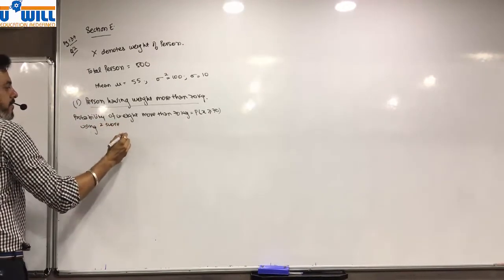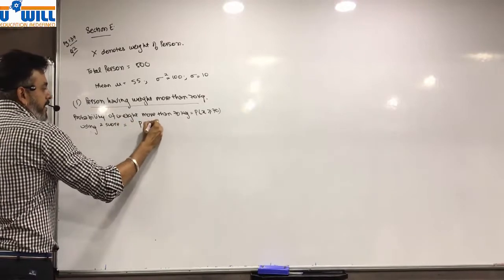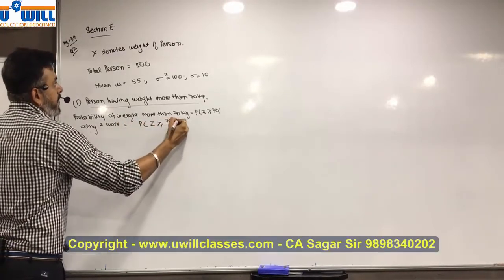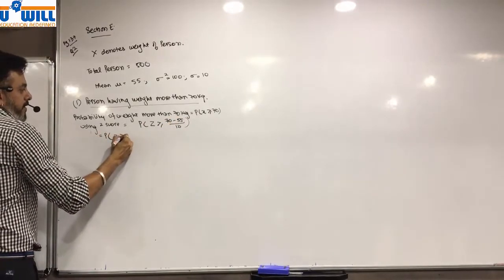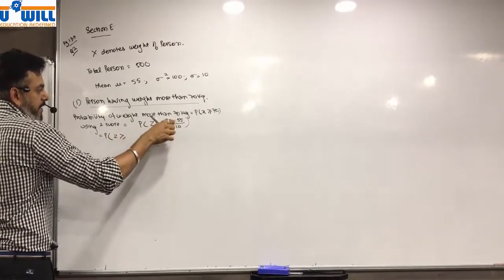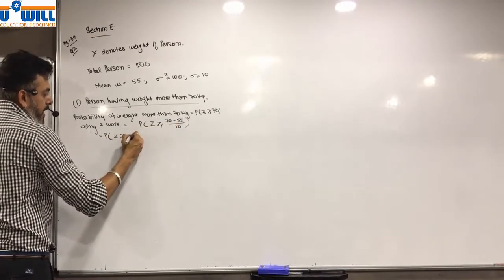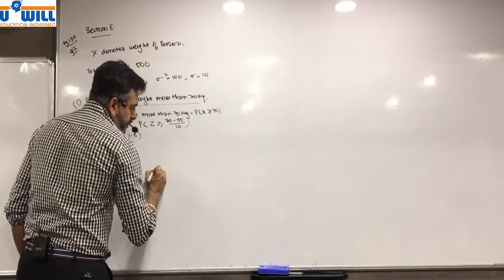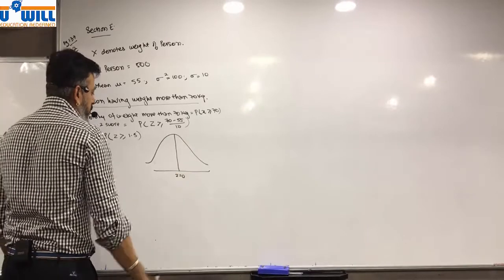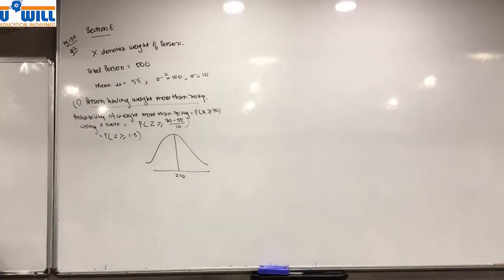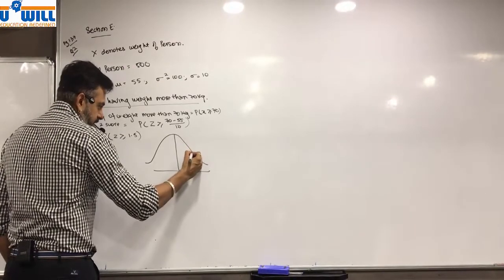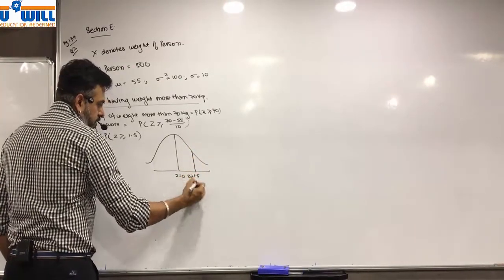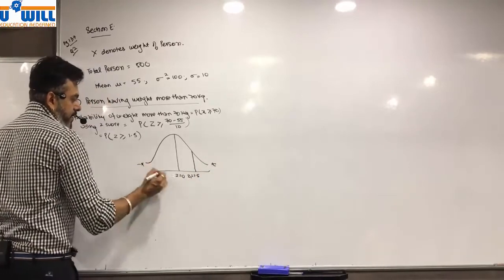We convert it into z. So probability of z greater than equal to (70 minus 55) upon 10, which is equal to probability of z greater than equal to 50... 70 minus 55 is 15, upon 10 is 1.5. We draw the graph. Z is equal to 0, 1.5. Which side? Right hand side, very good. So 1.5. Z1 is equal to 1.5, with infinity and minus infinity.